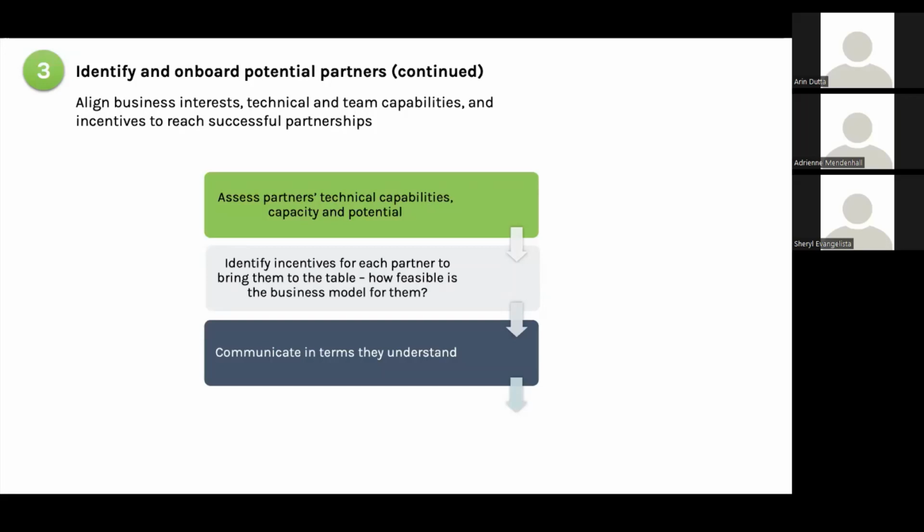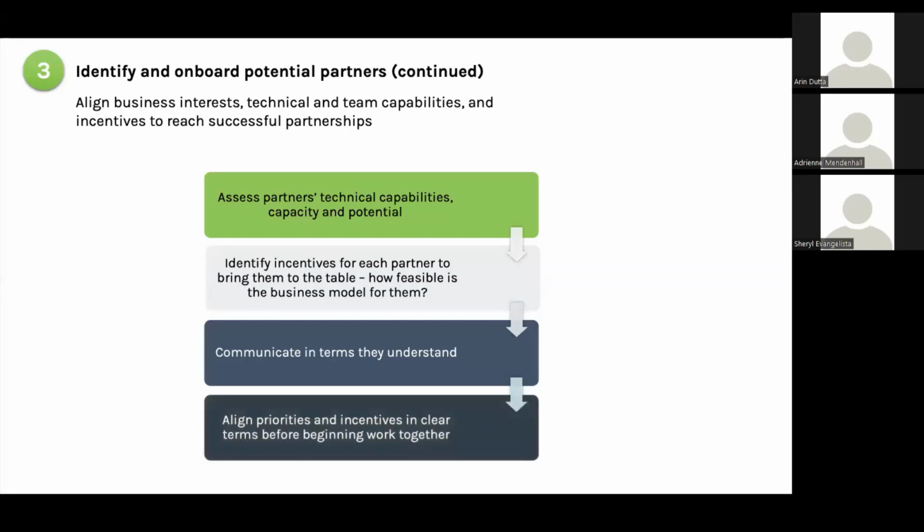There's different terminology. There's different business processes. And so in order for us to fully get that buy-in from different partners, we had to learn the language of that sector and be able to communicate in that way so that they found value in the project. And then being able to align these priorities or incentives in very clear terms, whether those are MOUs, partnership agreements, and contracts, before beginning to work together.